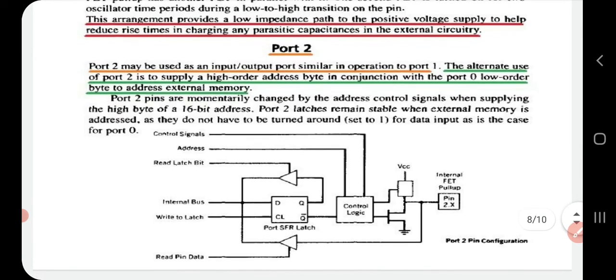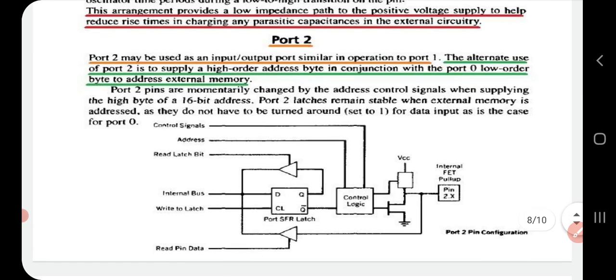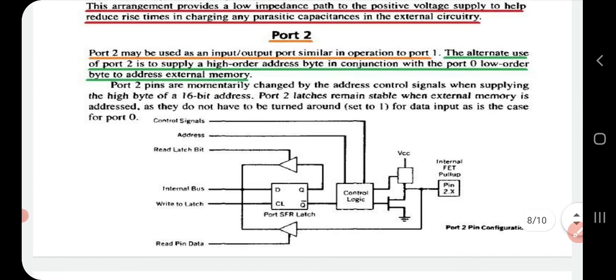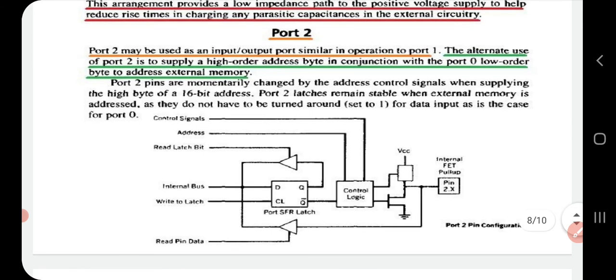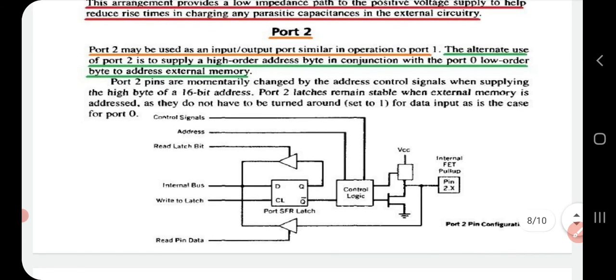Next is port 2. It can be used as an input output port similar to port 1. The alternate use of port 2 is to supply a higher order address byte in conjunction with the port 0 lower order byte to address external memory. That is, it uses a higher order address byte in connection with the port 0 lower order address byte. For what? Just to address the external memory.